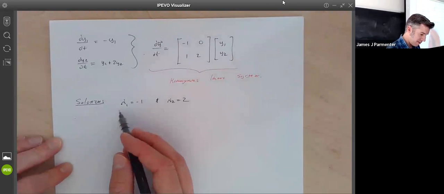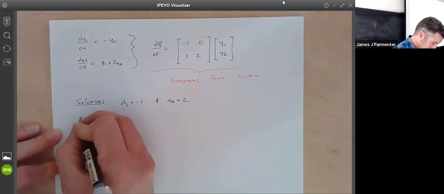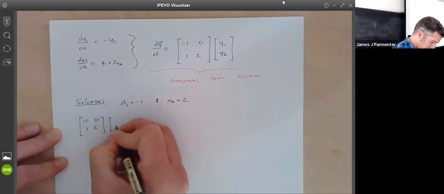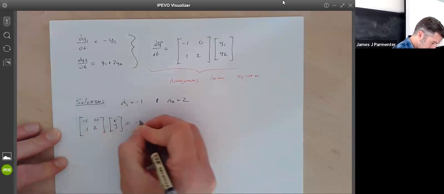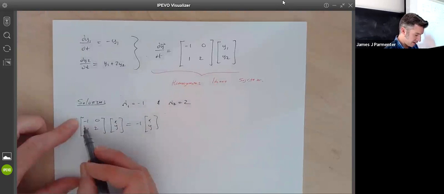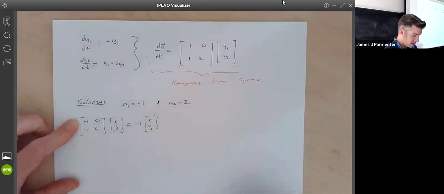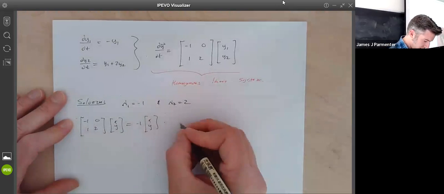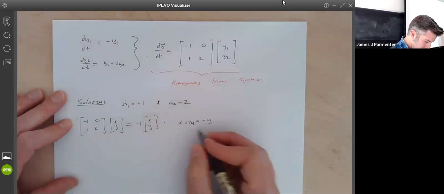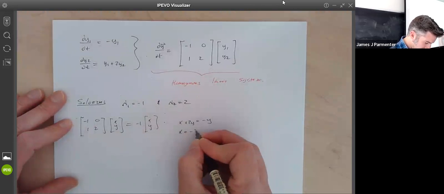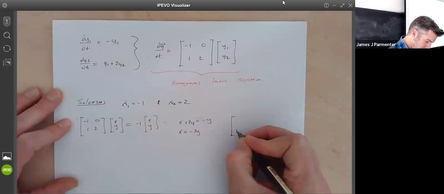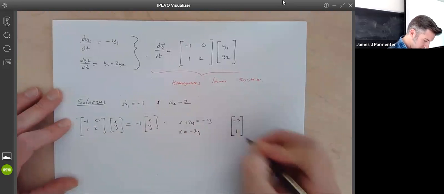So then if I want to find my eigenvectors, I'm going to have [-1, 0; 1, 2] times my eigenvector equal to negative 1 times my eigenvector. So let's see. The first equation doesn't help. Negative x equal to negative x doesn't tell me anything. So the second equation is going to be 1x plus 2y equals negative y. So x equals negative 3y. So my vector is going to be y equal to 1, x equal to negative 3.